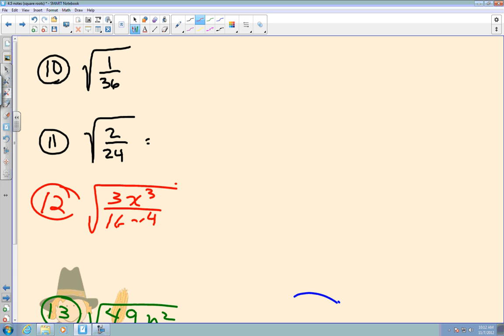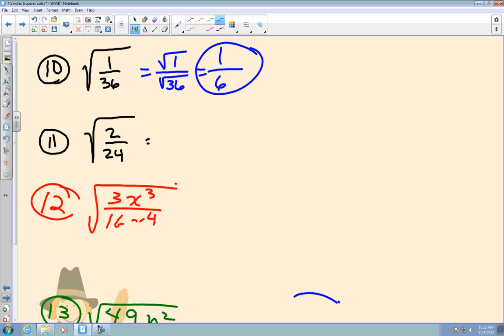Okay, more fractions. I have 1 over the square root of 36. That is the same as the square root of 1 over the square root of 36. Well, the square root of 1 is 1. Square root of 36 is 6, so I just have 1/6. So remember, with fractions or products, you can take the square root of each part separately.